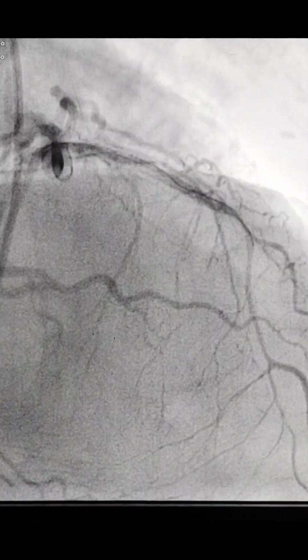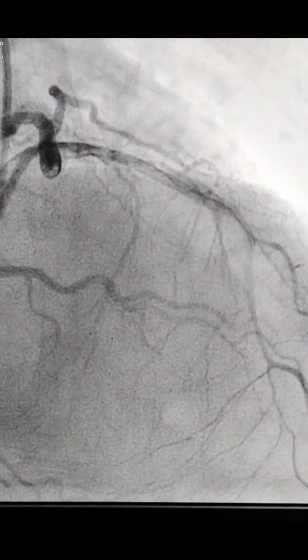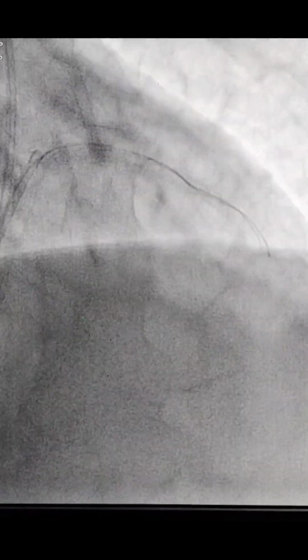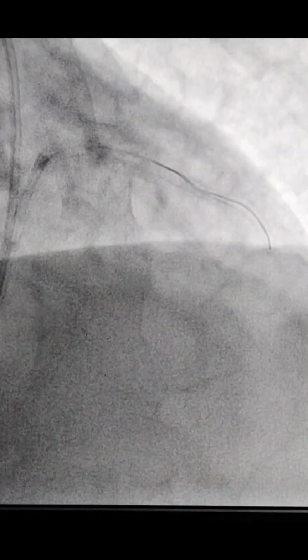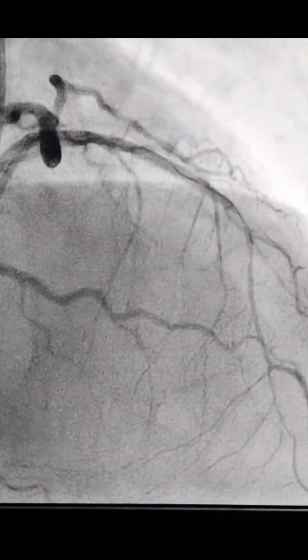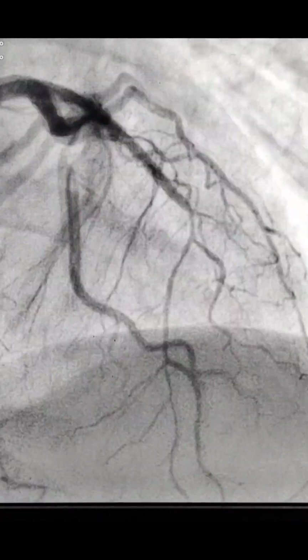You can see the proximal LAD has opened up, and due to diabetes, this distal LAD is thinned out. You can see. So there was a TIMI 3 flow after angioplasty of the proximal LAD. So this is the flow in LAD.